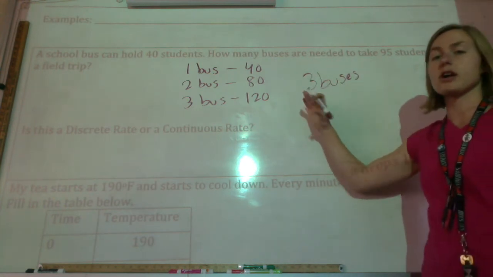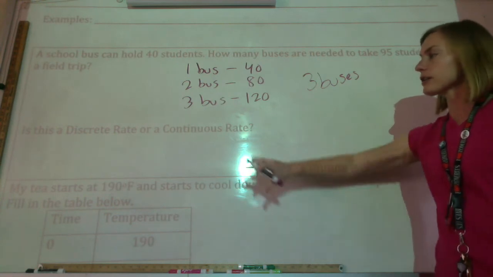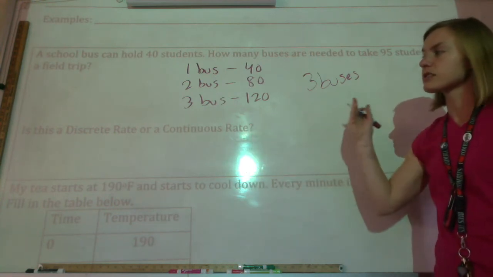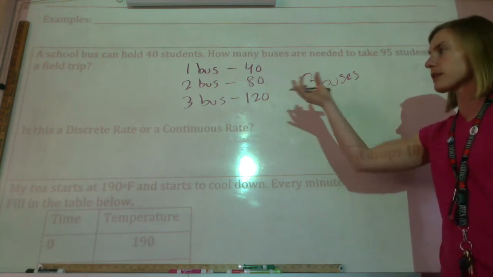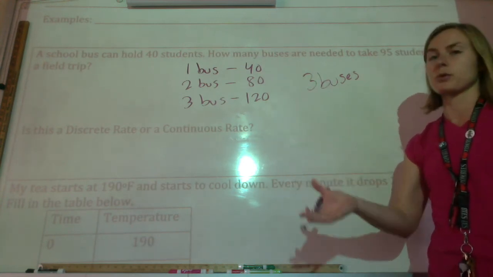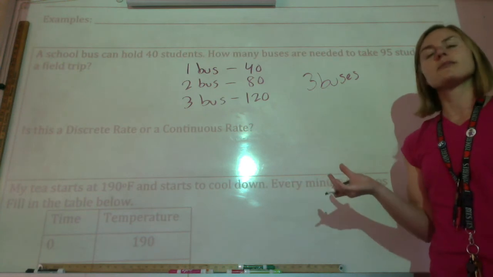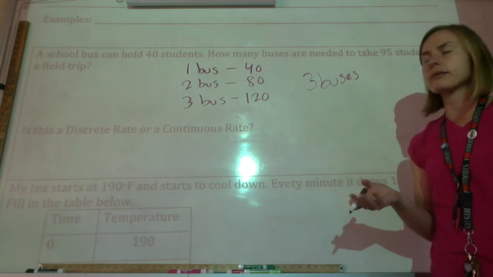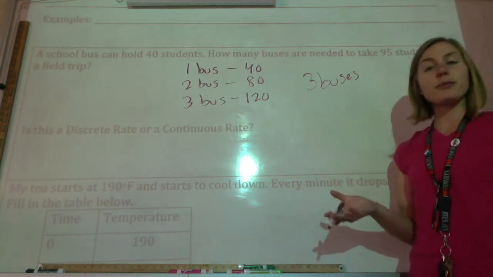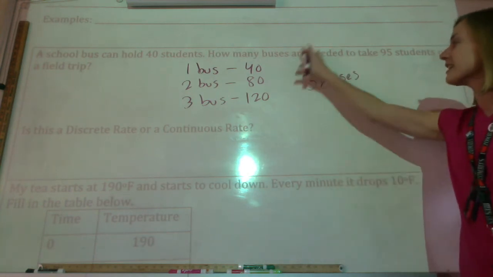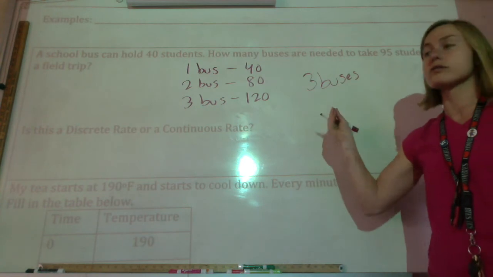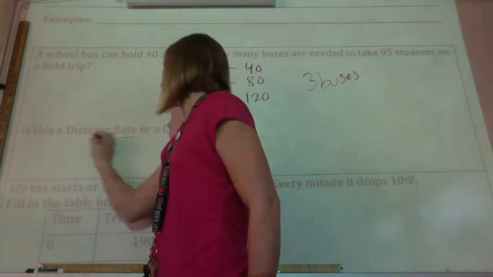So we're going to need 3 buses. If you had a different way of solving it, totally okay. Now here's where it gets tricky. It's asking us, is this a discrete rate or a continuous rate? Well, you have to think about the things that we're working with. We're working with students and we're working with buses. Are students something you should be cutting in half? Probably not. It's not really okay. And what about buses? Would a half a bus work very well? No, of course not. We're going to need to be working in terms of wholes. So this is going to be a discrete rate.